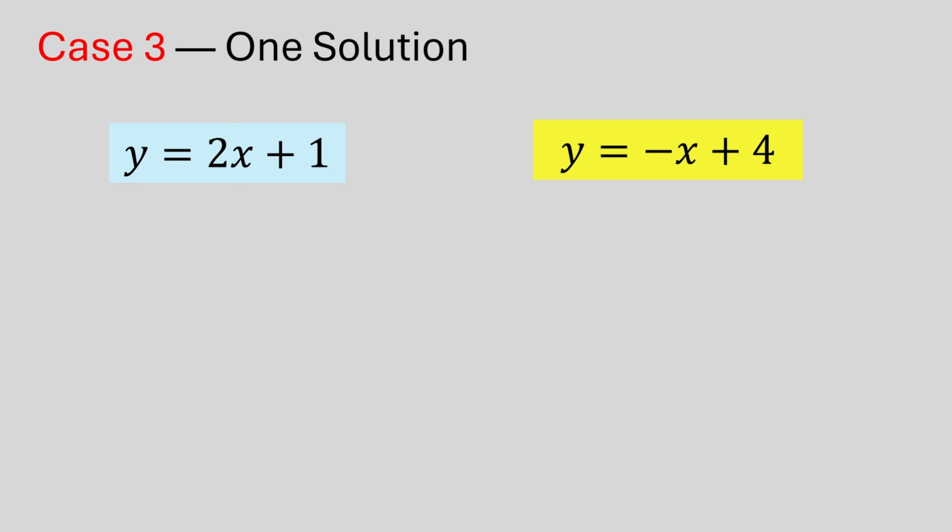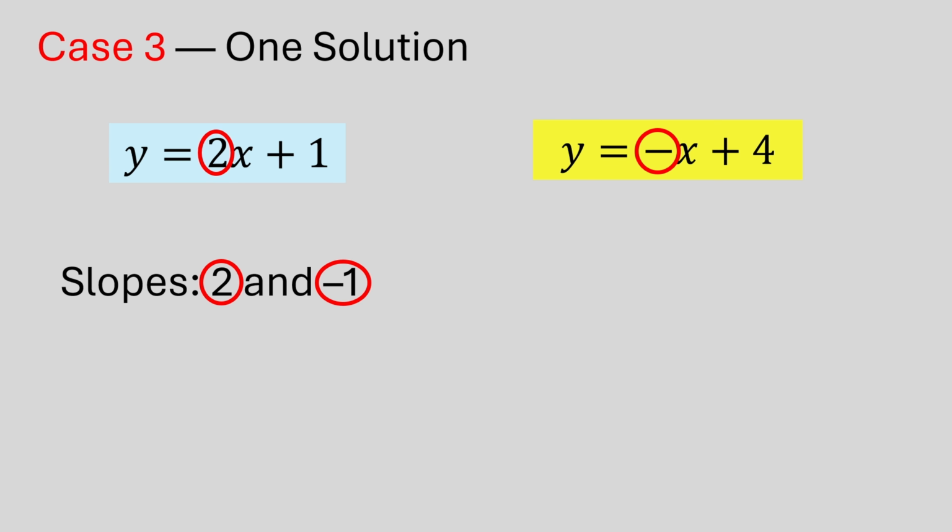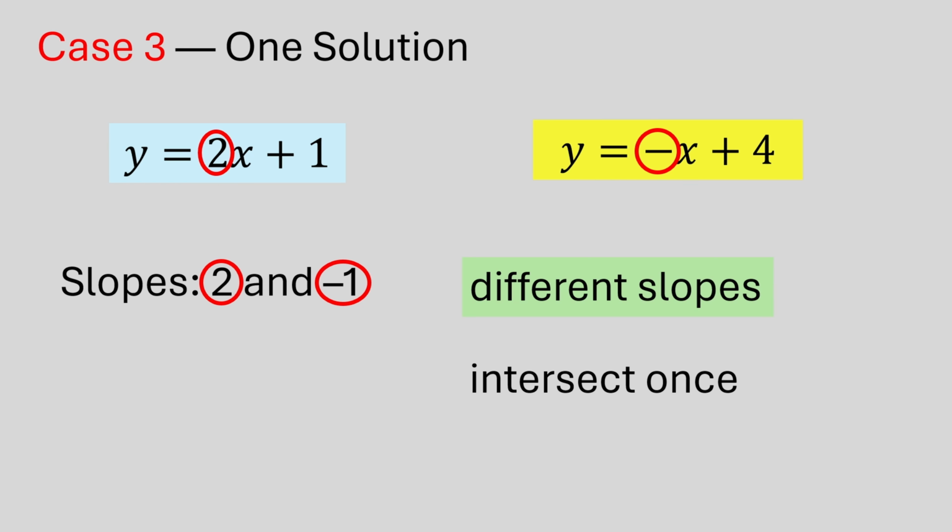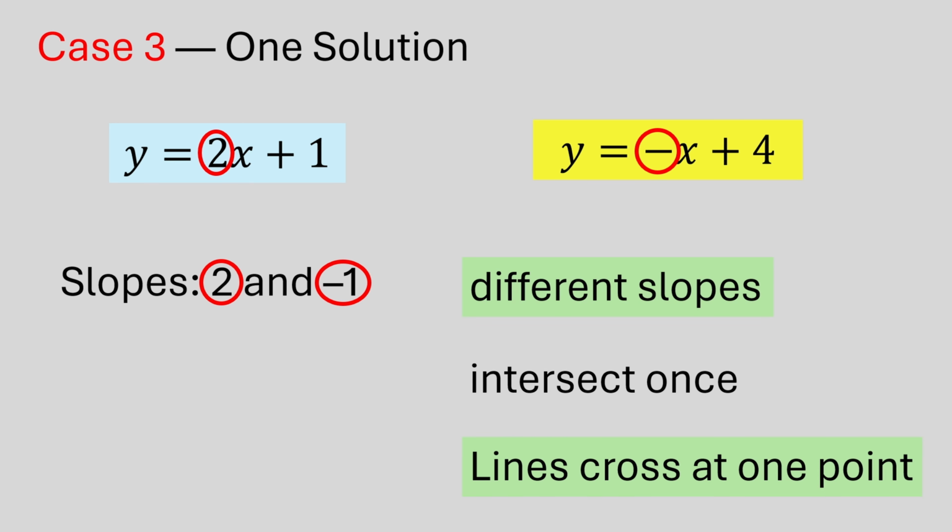Why does this give one solution? Slopes are 2 and negative 1. Different slopes. Different slopes always intersect once. (1, 3). Lines cross at one point.